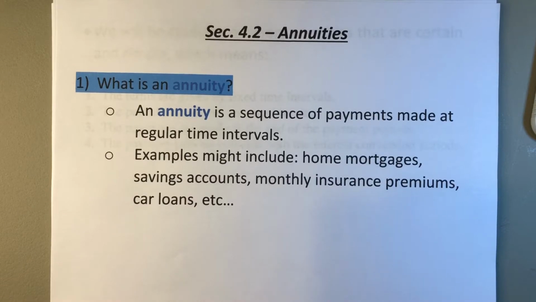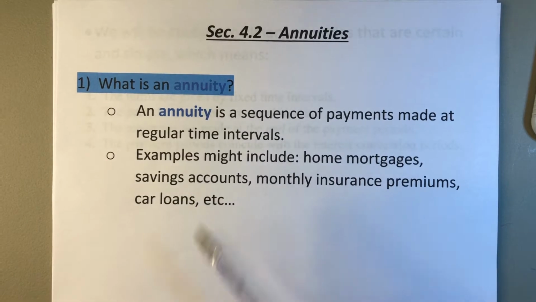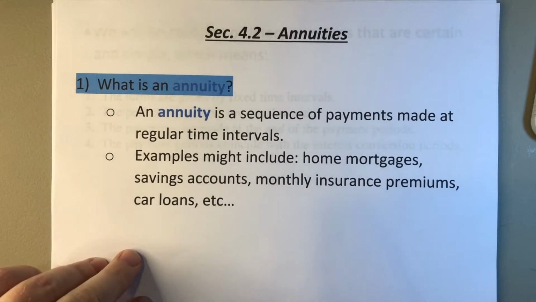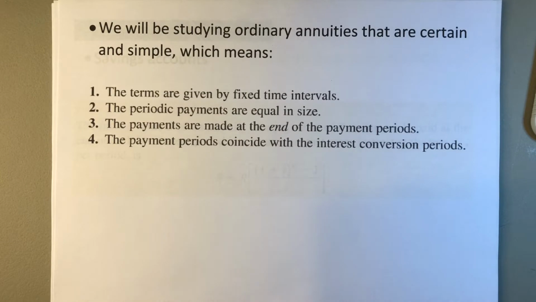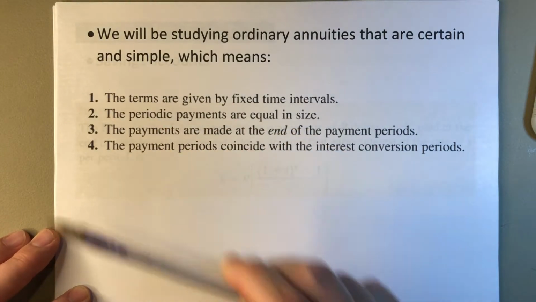Section 4.2, annuities. This first slide here, I have what is an annuity. You probably all have heard of these before. They might include home mortgages, savings accounts, car loans, so on and so forth. In this class, we're going to be looking at ordinary annuities that are certain and simple. And they're going to be based on these four criteria.